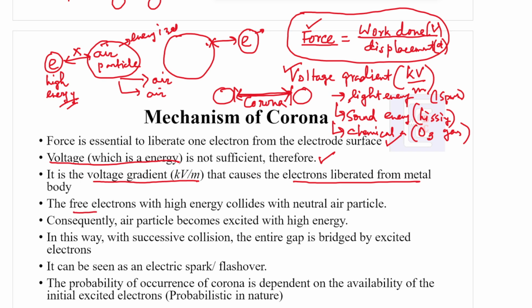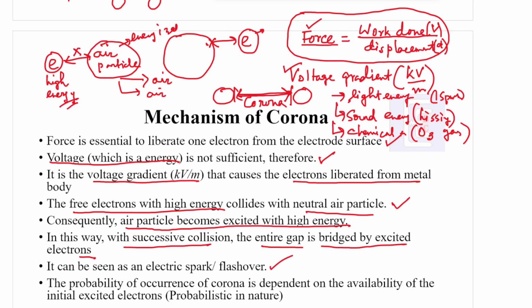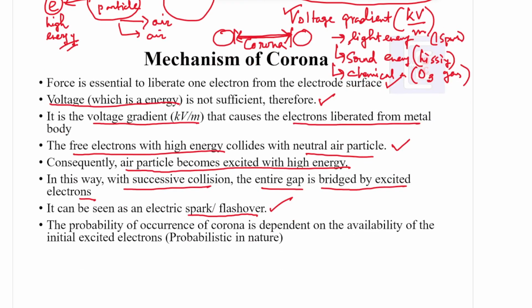Now the free electrons with high energy collide with neutral air particles. Consequently, the air particle becomes excited with high energy. In this way, with successive collisions, the entire gap distance is bridged or filled by the excited electrons, and thereafter it can be seen as a spark or flashover. Now finally, why is the corona called a probabilistic phenomenon?